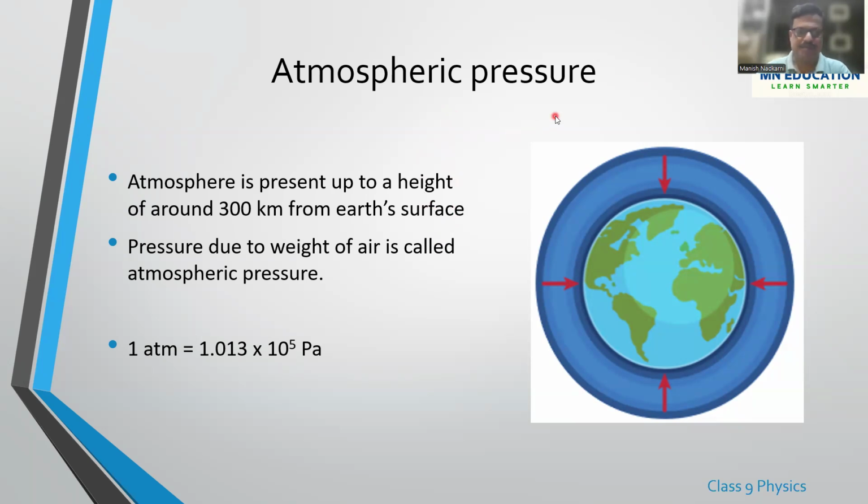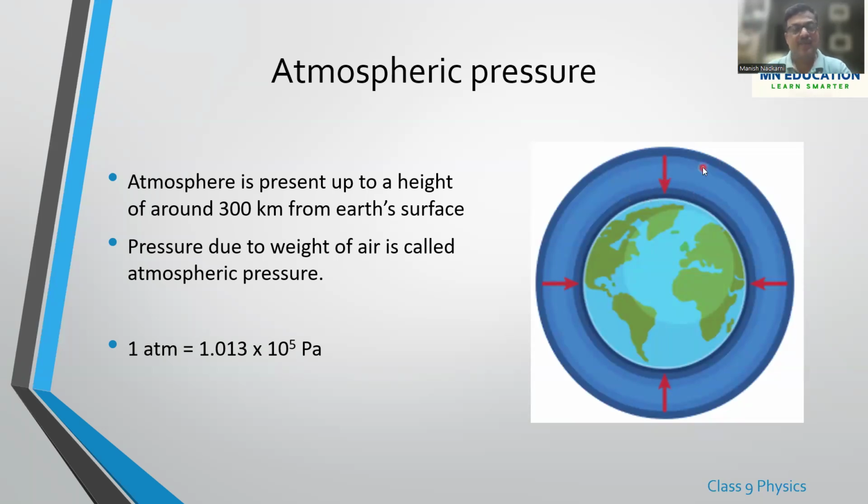Atmospheric pressure. This is the Earth, and the Earth is surrounded by atmosphere. Now, this atmosphere is present up to a height of almost 300 kilometers from the surface of the Earth, which is quite some distance. The atmosphere is present. There is air.